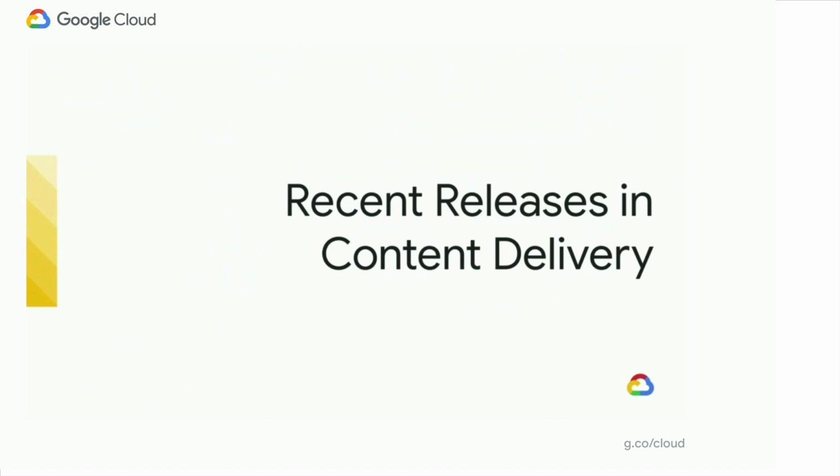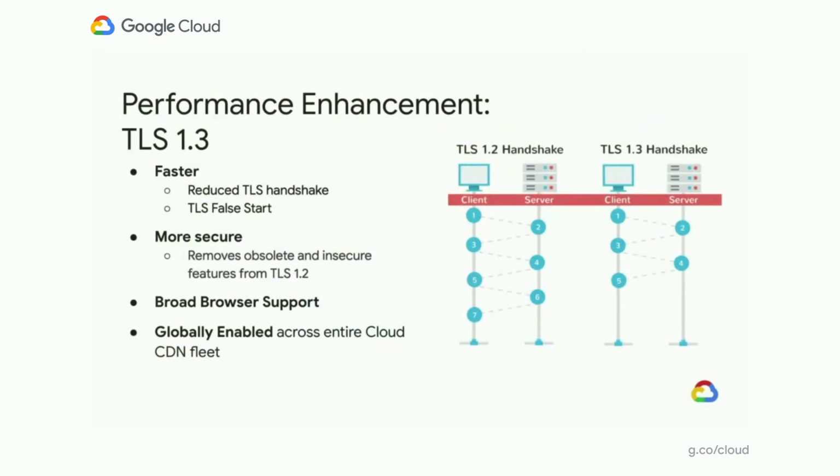Now, in our next segment that we're going to discuss today, I want to highlight some recent releases of the Cloud CDN platform. Specifically, there are two areas of focus that we really want to segment content through: performance characteristics and feature enhancements that we've recently released. The first feature we want to talk about is TLS 1.3.